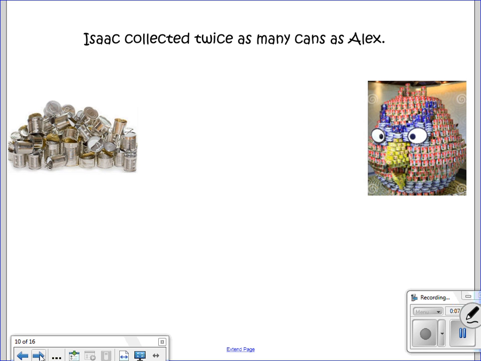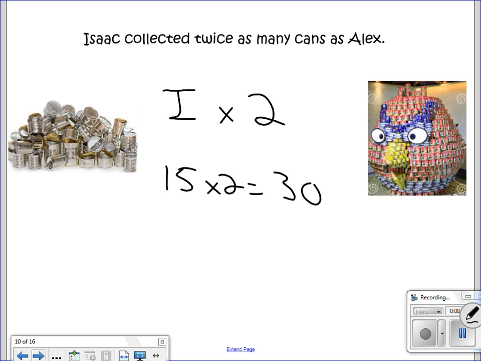Here's another one. Isaac collected twice as many cans as Alex. Alex is my A. Isaac collected twice as many cans as Alex. So actually, let's go with the I for Isaac. Times. So how many cans did Alex pick? Well, if Isaac collected 15, then Alex got 30. I apologize, Isaac collected twice as many.